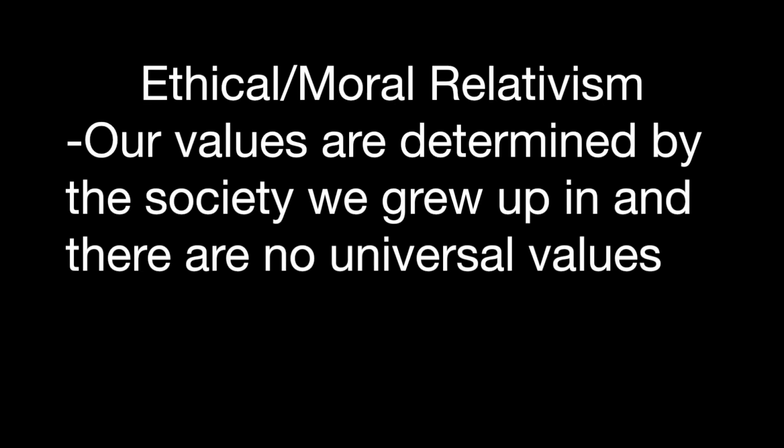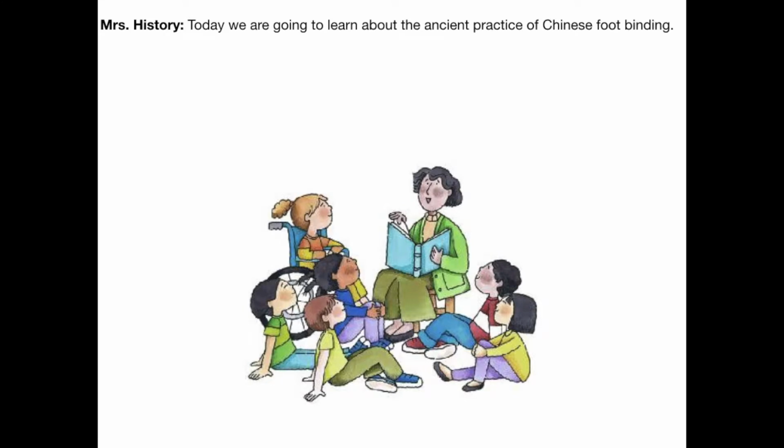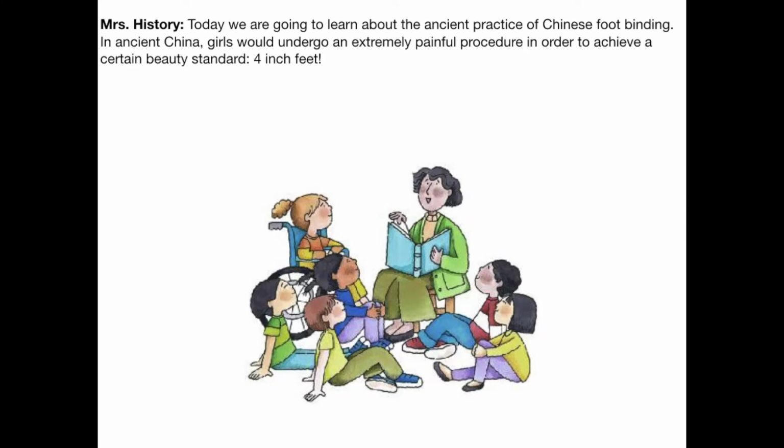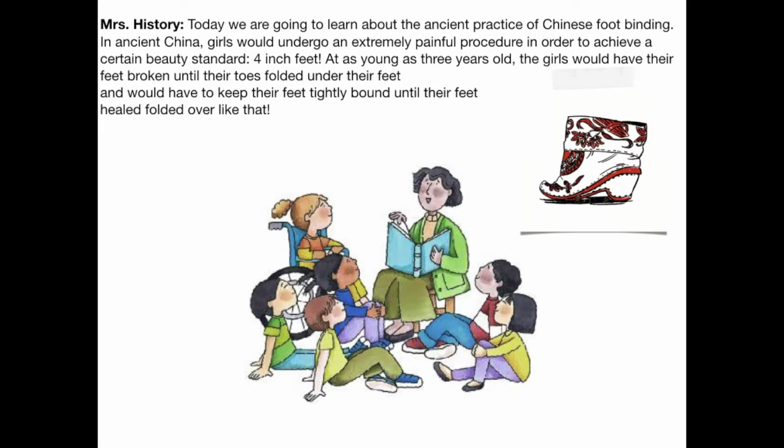A real-life example of how cultural and moral relativism interweave is through a class of history students. Today we are going to learn about the ancient practice of Chinese foot binding. In ancient China, girls would undergo an extremely painful procedure in order to achieve a certain beauty standard: 4-inch feet. At as young as 3 years old, girls would have their feet broken until their toes folded under their feet, and would have to keep their feet tightly bound until their feet healed over like that.